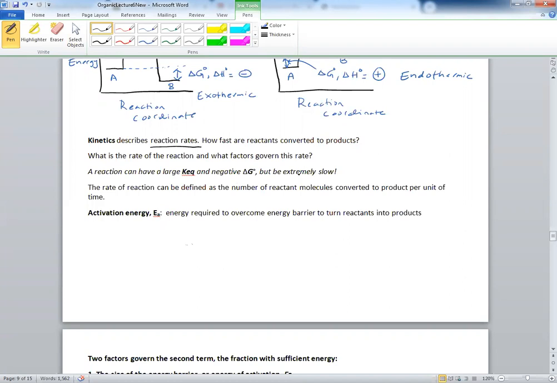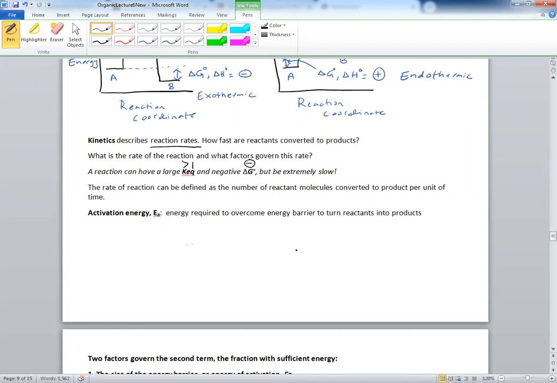So notice that we do not care. Of course, we care in thermodynamics, but we don't care in kinetics to ask these questions because they're irrelevant. But they're still important, of course, in the holistic picture. A reaction can have a large KEQ, so more products at equilibrium, and a negative delta G, more stable products, but can be extremely slow. It can take days for it to take place.